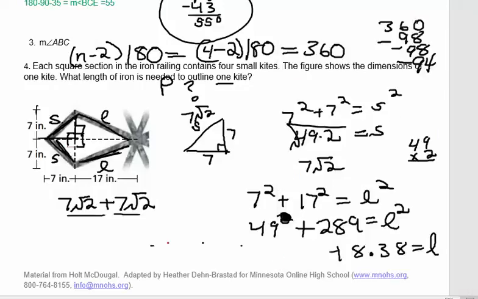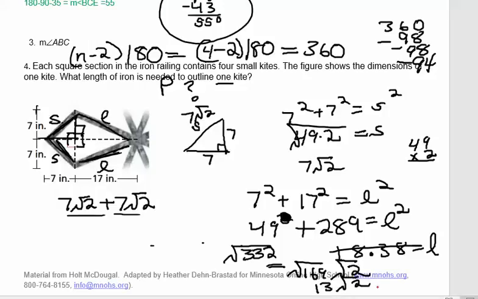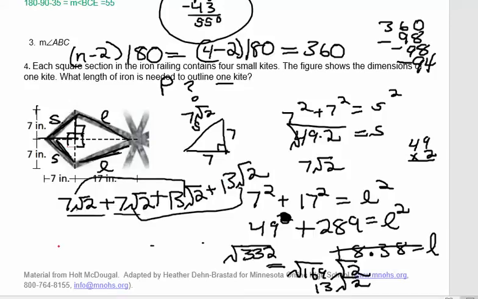Okay, so I'm going to change this to equals the square root of 169 times the square root of 2, because the square root of 169 is a nice perfect square of 13 square root of 2. So I need to add to this 2 of these, 13 square root of 2 plus 13 square root of 2. And then I add all of these together. And let's see, that would be 20 square root of 2, and that would be 20 square root of 2.